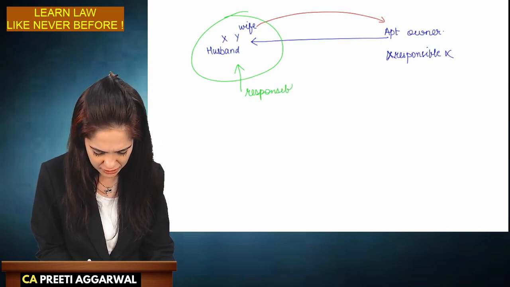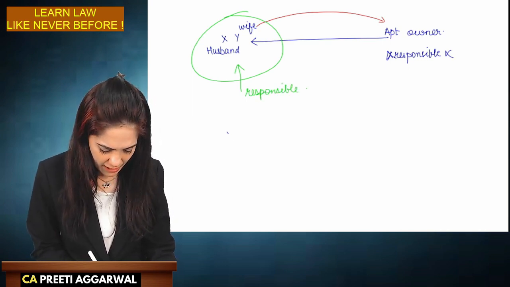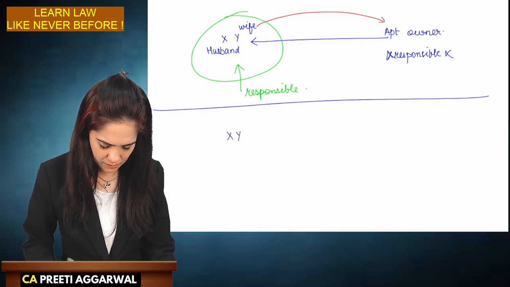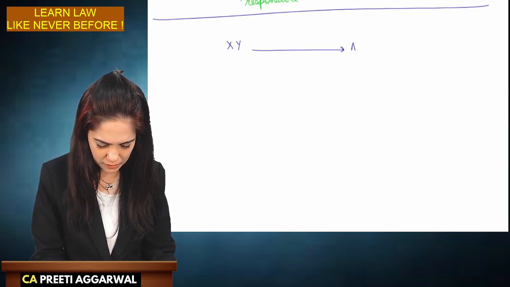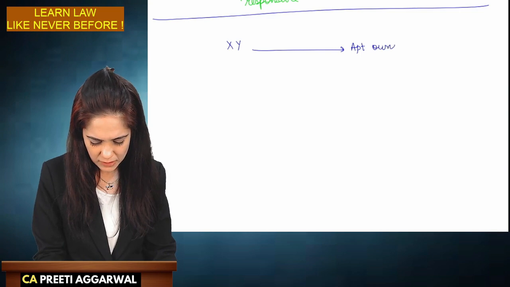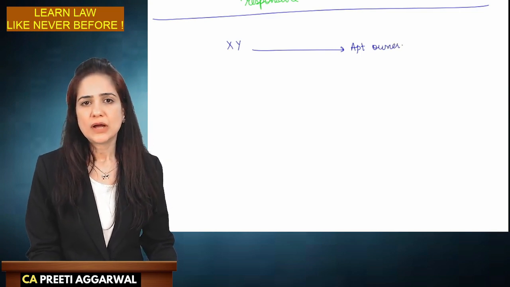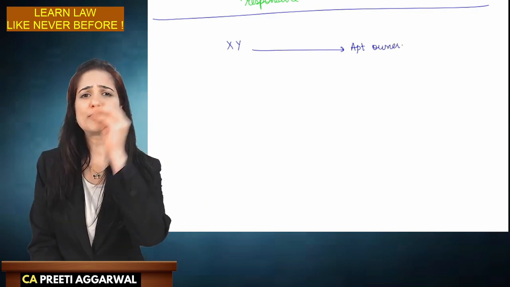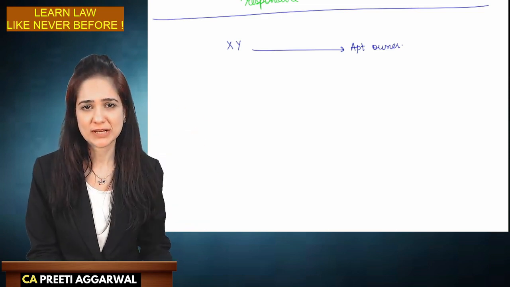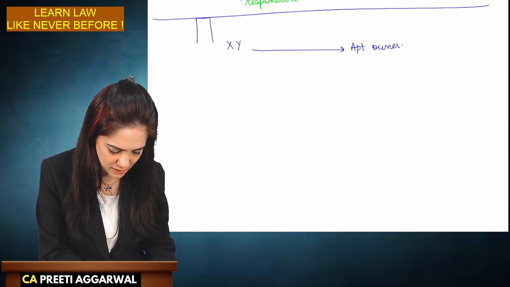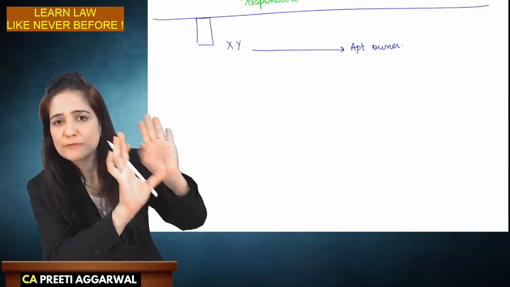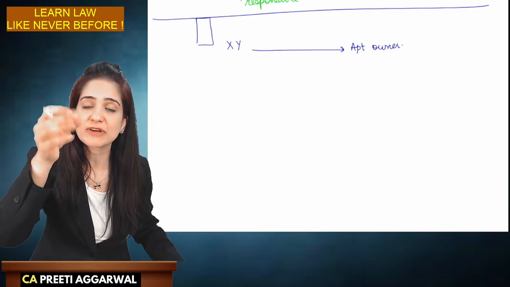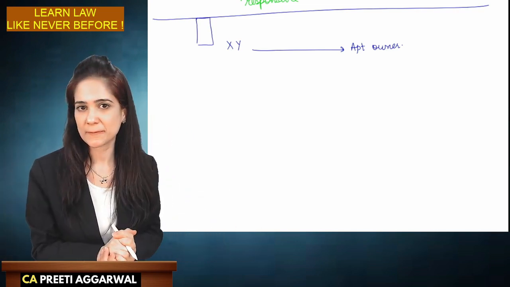Let's do a variation, okay? X and Y approach the apartment owner. The apartment owner, at the time of contract, did not communicate any terms and conditions. He simply pasted the terms and conditions in one corner of the room and he did not even ask X and Y to go and read those terms and conditions.